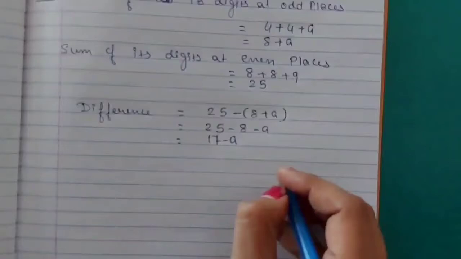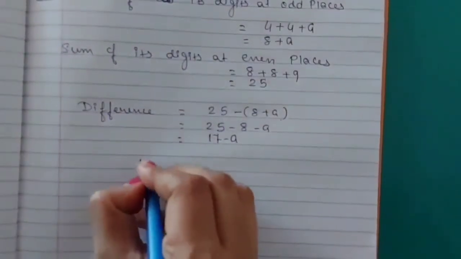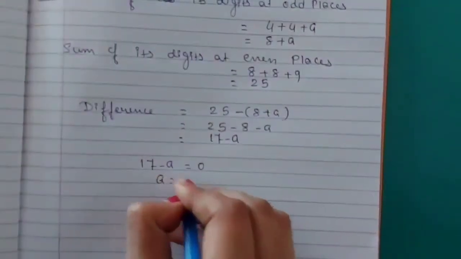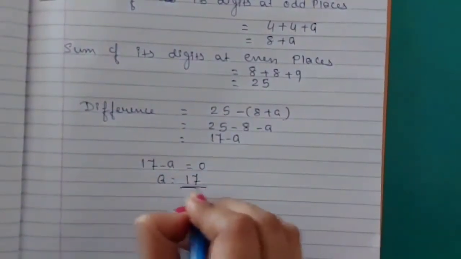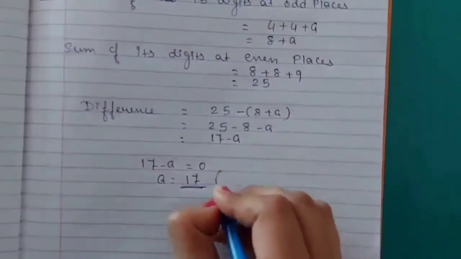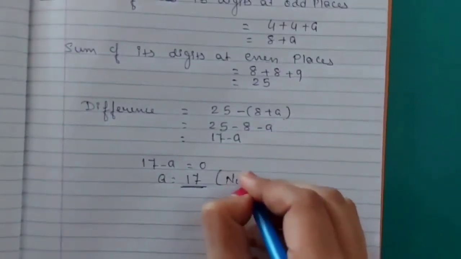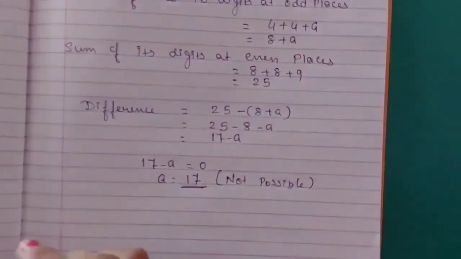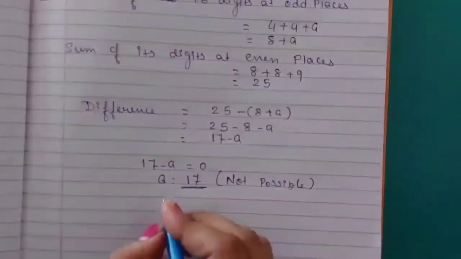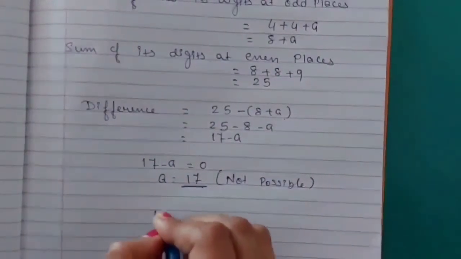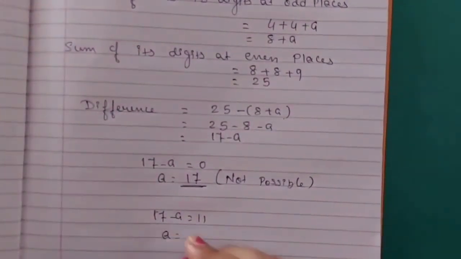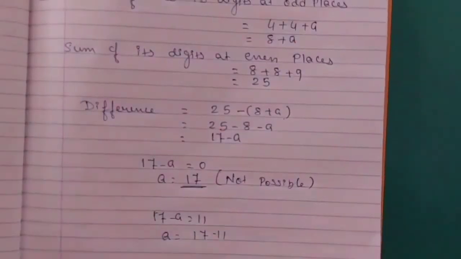Now we have to find what A equals. First of all, we take 0. If 17 minus A equals 0, then A equals 17. This is not possible because it is a 2-digit number, so we write not possible. Now let us take a multiple of 11. If 17 minus A equals 11, then A equals 17 minus 11. Therefore, A equals 6.